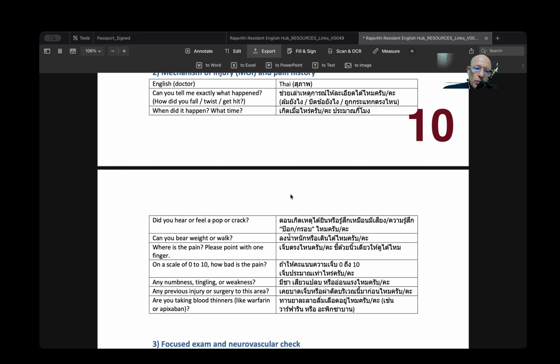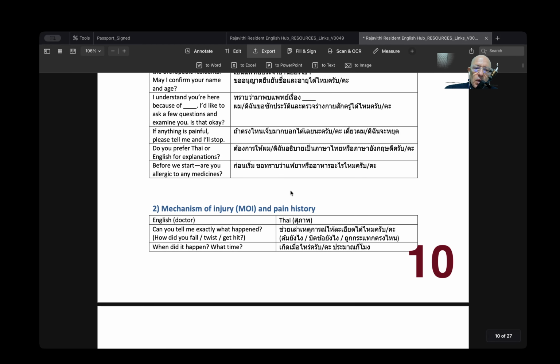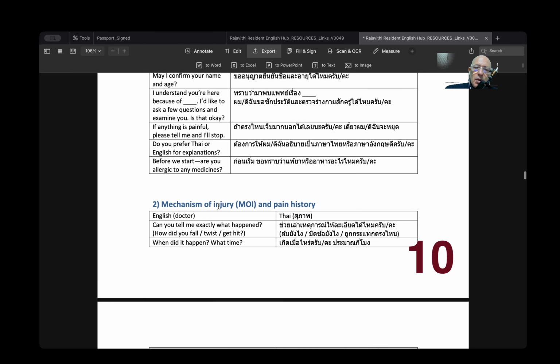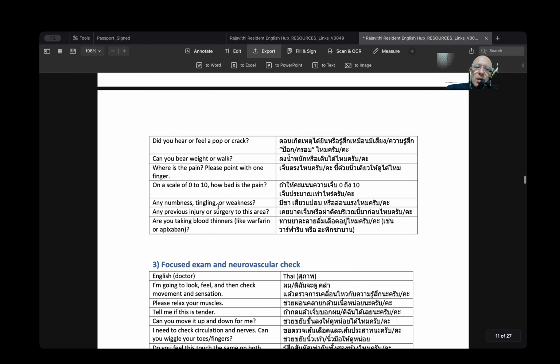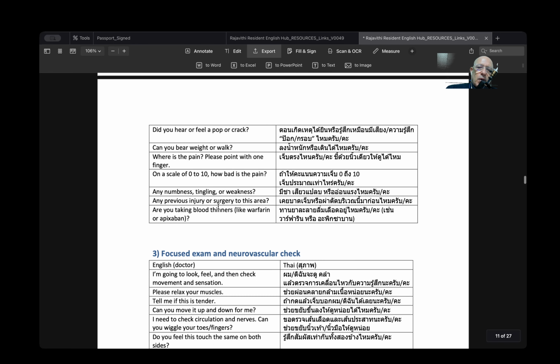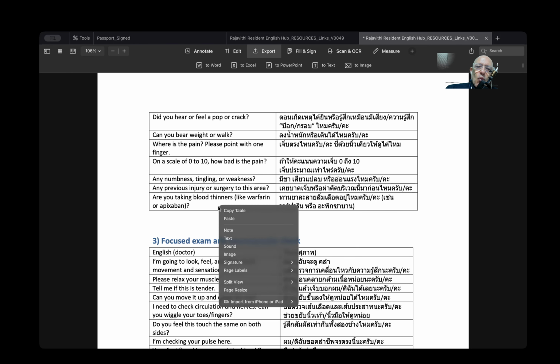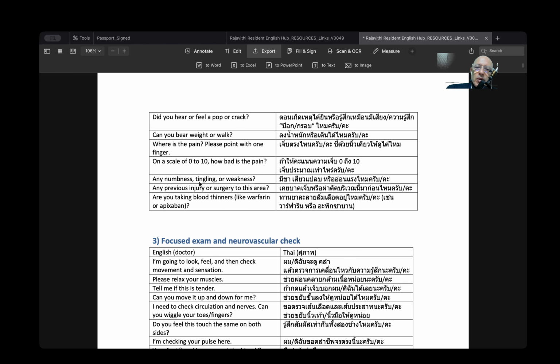All right, there's many questions that could be asked. Can you tell me exactly what happened? When did it happen? Did you hear or feel a pop or a crack? Can you bear weight or walk? Where is the pain? Please point with one finger. And with pain, a question that's always valuable: can you describe the pain? Tell me more about it. On a scale of 0 to 10, how bad is the pain?